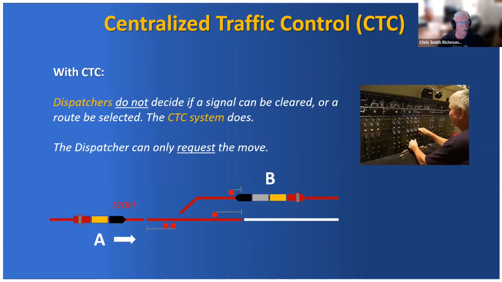Again, with centralized traffic control and automated or prototype turnout control, dispatchers and train crews don't make the decisions. The system does. All we can do is request those moves. And that's to keep the humans from being humans and making human mistakes.